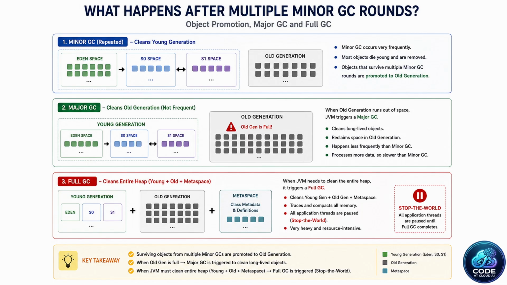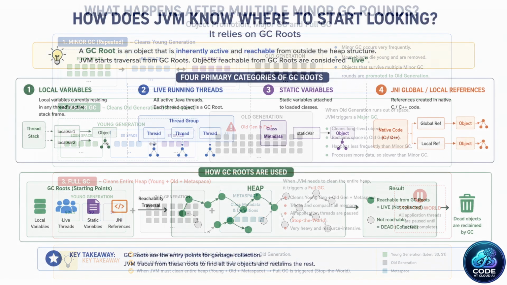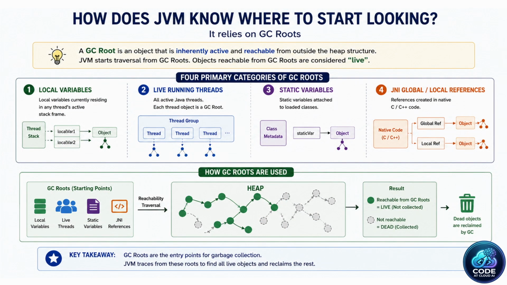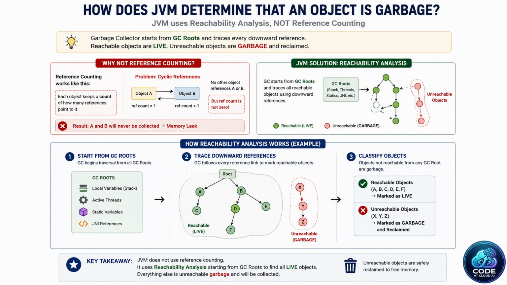To clean memory without destroying active data, the JVM must know where to start looking. It relies on GC roots. A GC root is an object that is inherently active and reachable from outside the heap structure. There are four primary categories of GC roots you should remember: local variables currently residing in any thread's active stack frame, live running Java threads, static variables attached to loaded classes, and JNI global or local references within native C or C++ code. How does the JVM actually determine that an object is garbage?